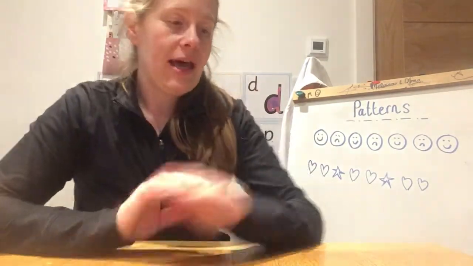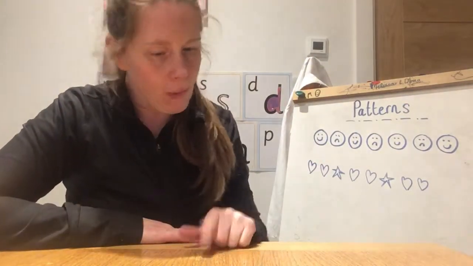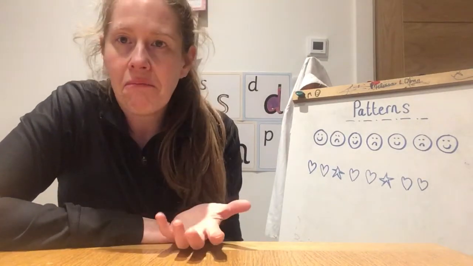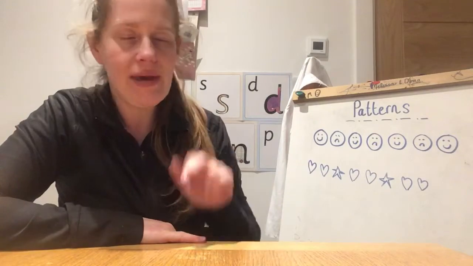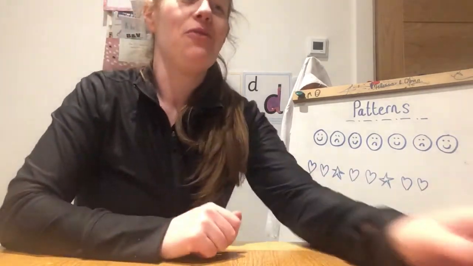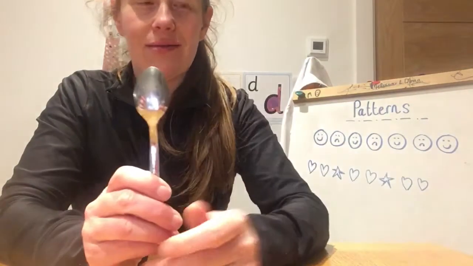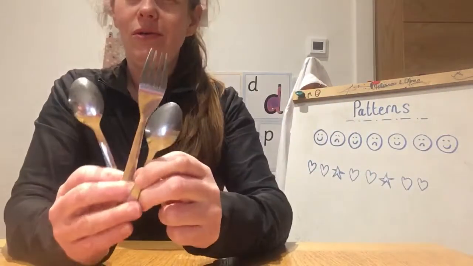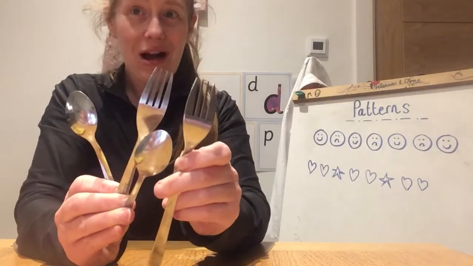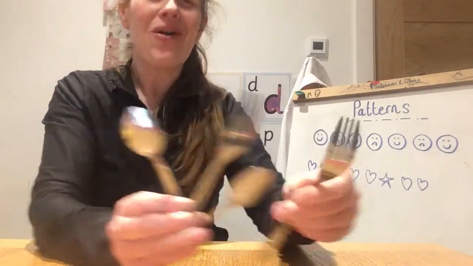So it could be anything. Over there, I've just had 1p, 2p, 1p, 2p, 1p, 2p, 1p, and you could mix it up. You can have two 1p's and a 2p, two 1p's and a 2p. So it's up to you. I've got here, spoon, fork, spoon, fork. What comes next? Spoon, fork. Excellent. So that's one thing you can do in your house today.